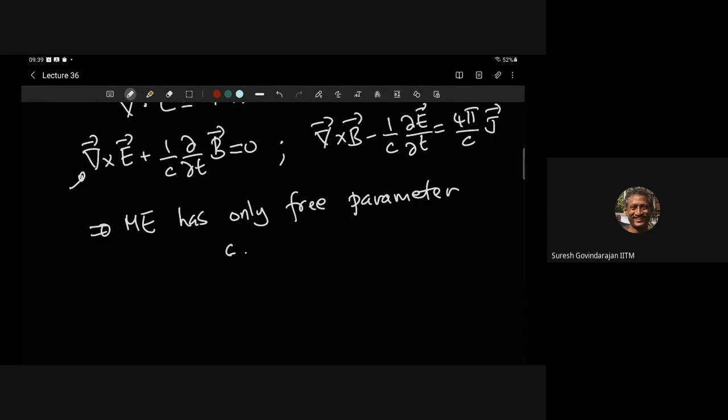Okay, so that's a word which is used in theoretical physics, which is Gaussian units.